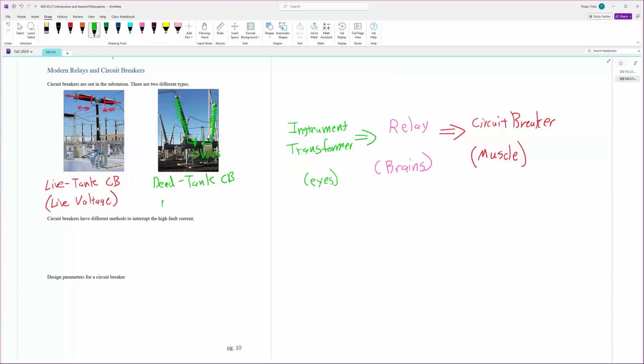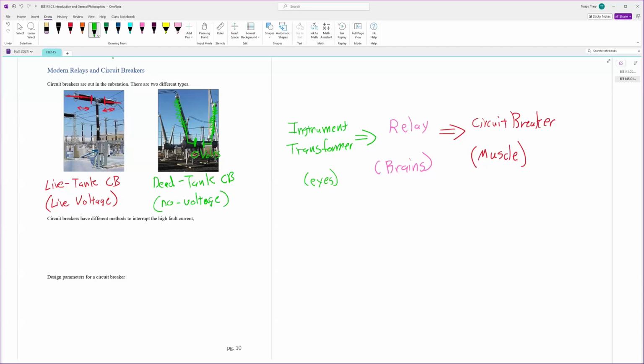No voltage around the circuit breaker. Meaning you can theoretically jump on this. You won't kill yourself. Obviously, it's not recommended for safety reasons, but that's what a dead tank circuit breaker means. You could attach it to the floor. It's not going to blow up the system because there's no live voltage on the actual casing itself.